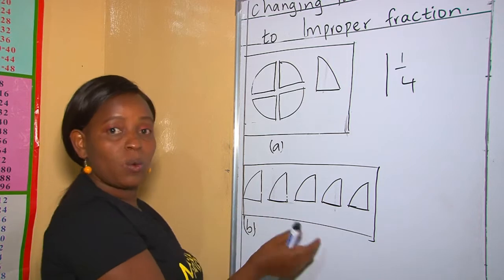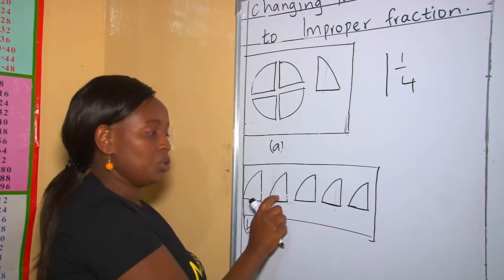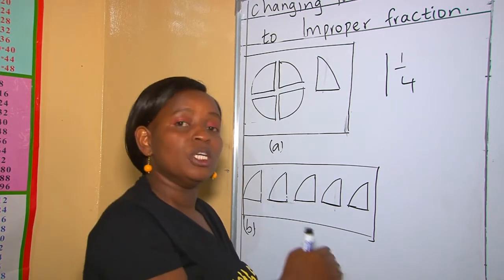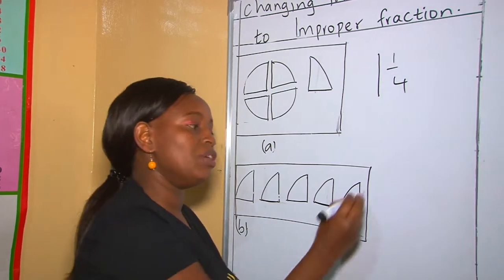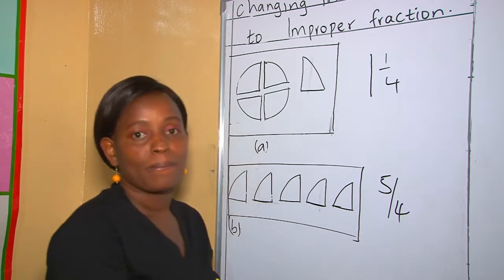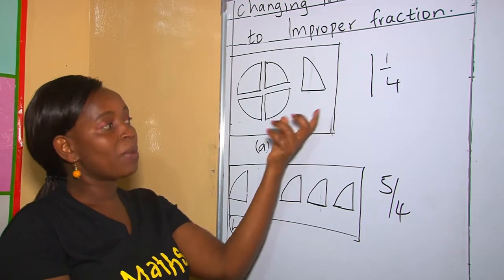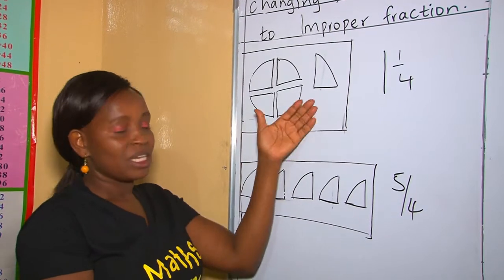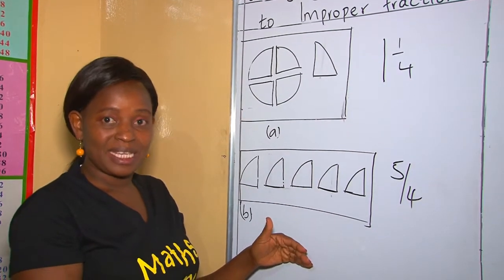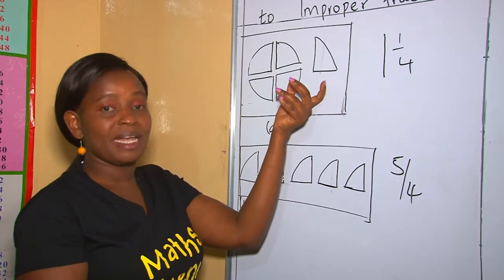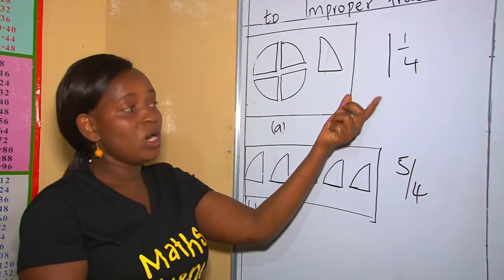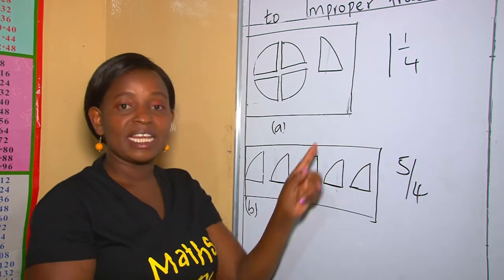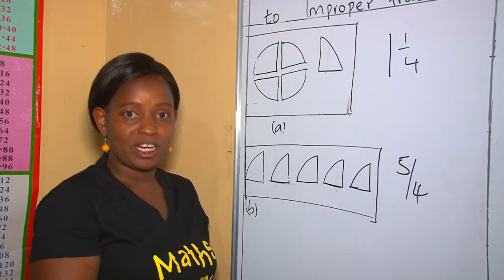Here, how many quarters are here? 1, 2, 3, 4, 5. Therefore, these are 5 quarters. To write it as a fraction, it's going to be 5 over 4. We have changed now from mixed fraction to improper fraction. Are these fractions the same? Yes, because they both represent 5 quarters. Only that here it's written as a mixed fraction and here it is written as an improper fraction.